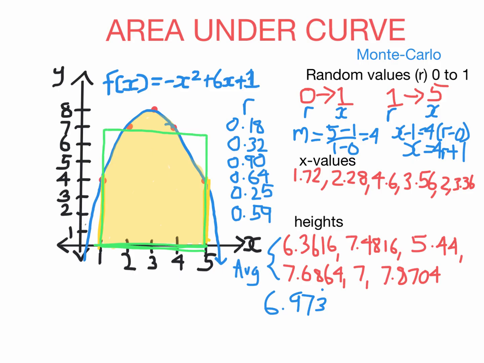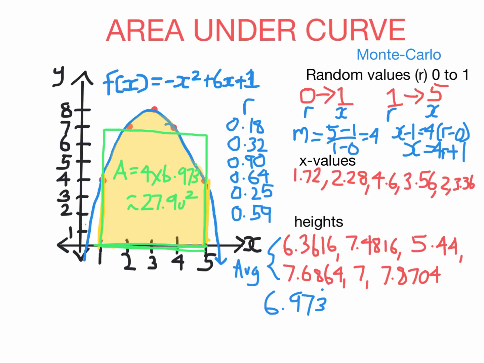6.973 recurring. So the area we're estimating here is just width times length, length being the number we just got, and that gives us about 27.9 units squared. You can see that this rectangle isn't a very good indicator of the area under the curve.